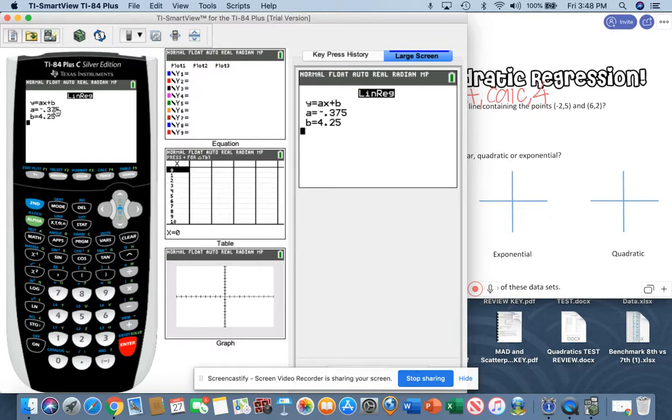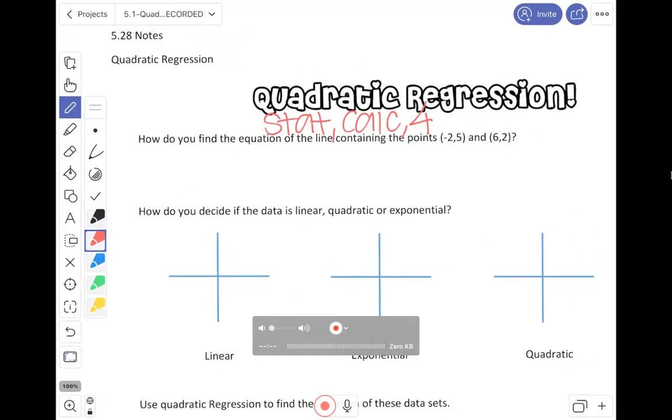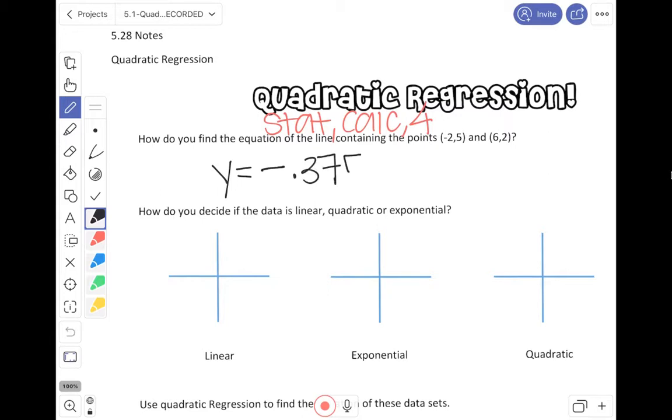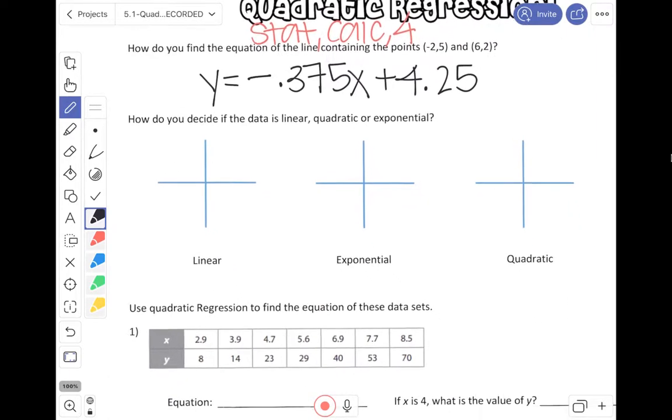There's my equation. There's my slope. There's my y-intercept. So now all I have to write down is my answer. Y equals -0.375x plus 4.25. Stat calc 4.